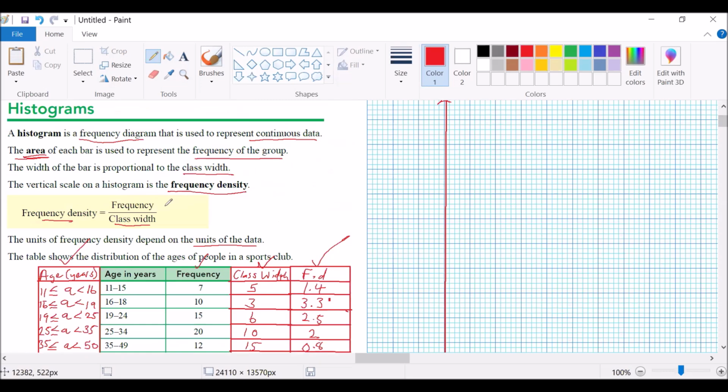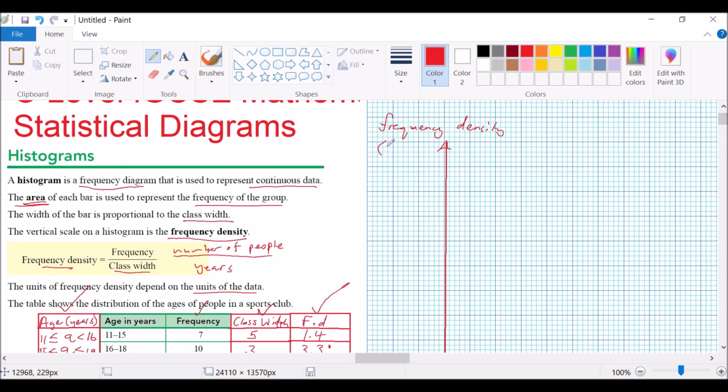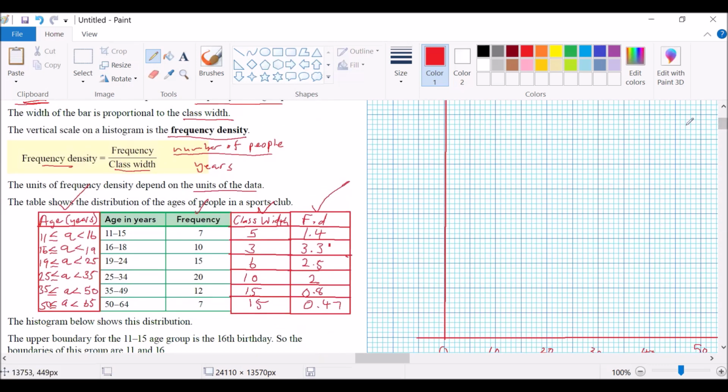And the frequency is the number of people, and our class width is in years. So our vertical scale, the unit will be number of people per year. Since frequency is number of people, class width is in years, number of people over years, so number of people per year. That will be our units for the frequency density.